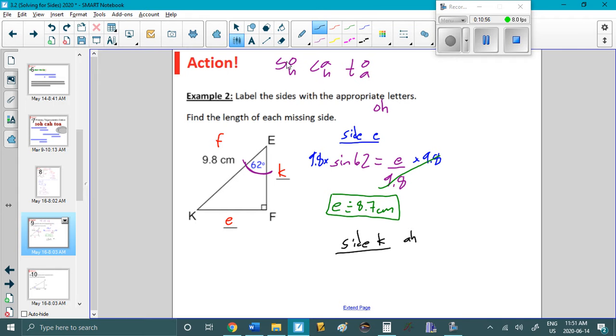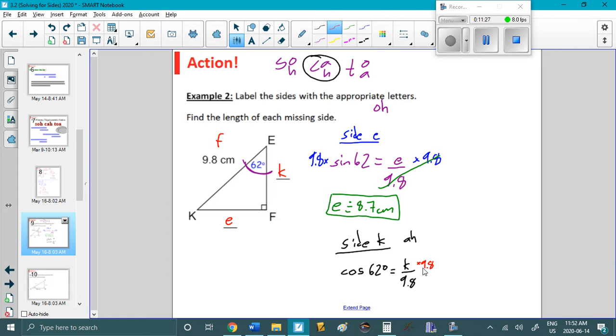And if we look at Sohcahtoa, we see that CAH is the one we want, so we're dealing with cos. So cos of 62 equals the adjacent, which is K, divided by the hypotenuse, which is 9.8. And I would like you to think about this. In this case, am I going to multiply or divide to get my answer? The letter's on top, we're dividing by 9.8, so in this case we multiply.